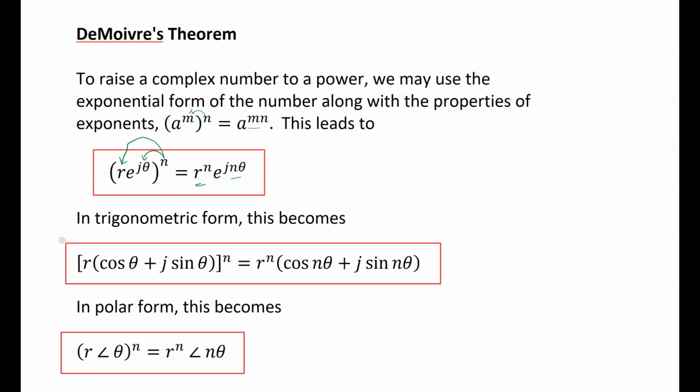In trigonometric form, what this will look like, we've got r times cosine of theta plus j sine theta, all to the power of n. What that means is we will raise r to the power of n, as we see here, and then multiply the angles by n. And the same goes for the polar form. We'll raise r to the power of n, but multiply the angle.